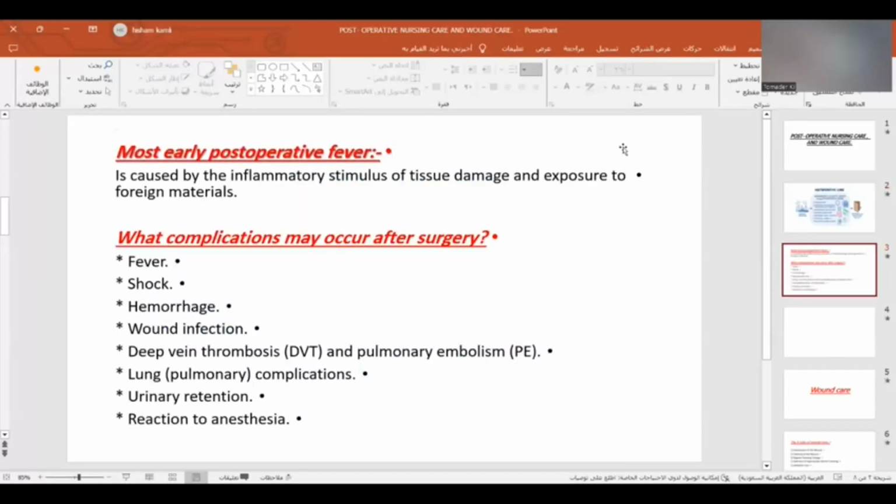The most common early postoperative fever is caused by the inflammatory stimulation from tissue damage and exposure to foreign material. What are the complications after surgery? Fever, shock, hemorrhage, wound infection, DVT and pulmonary embolism, lung complications, urinary retention, and reaction to anesthesia.